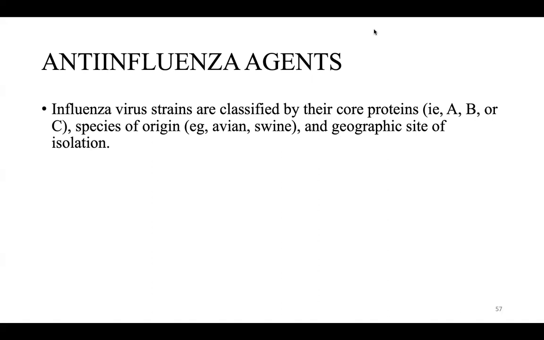Influenza A, the only strain that causes pandemics, is classified in 16 H hemagglutinin and 9 N neuraminidase subtypes based on surface proteins. Also, influenza B viruses usually infect only people. Influenza A viruses can infect a variety of animal hosts.